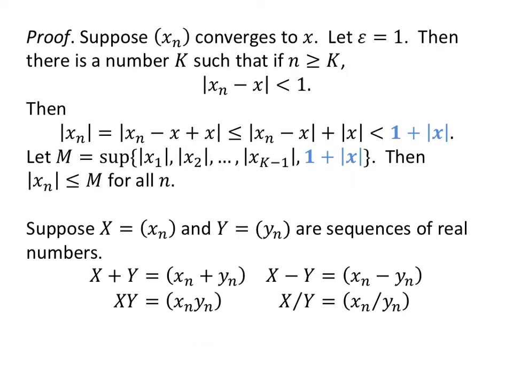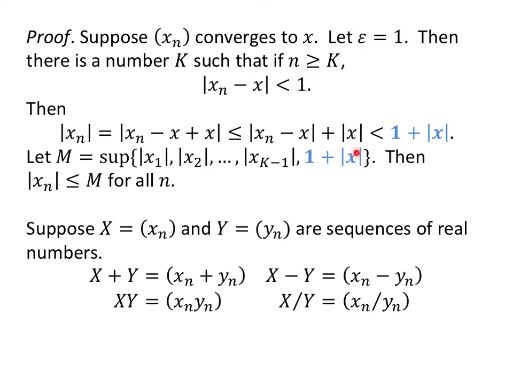So here's our proof. We're going to let epsilon be 1, just like we said. I know that eventually, that is, there's some number k, so that if n is greater than or equal to k, all the terms of the sequence are within 1 unit of our limit. I could have chosen epsilon to be 10, I could have chosen anything I wanted, but 1 just is a nice convenient number.